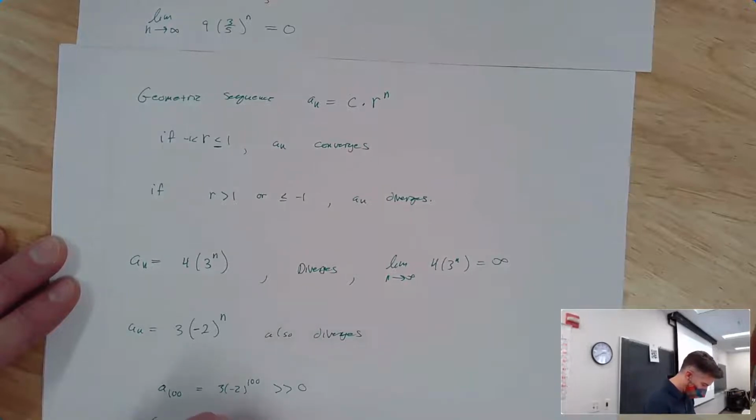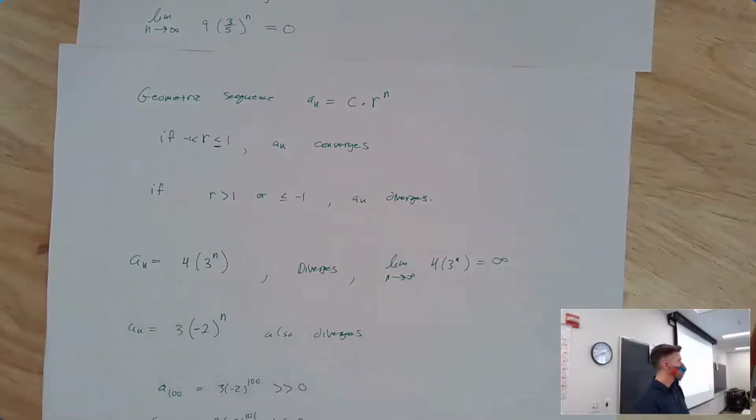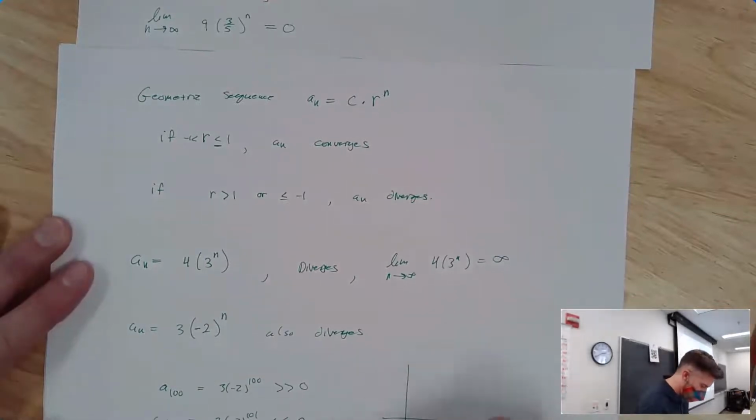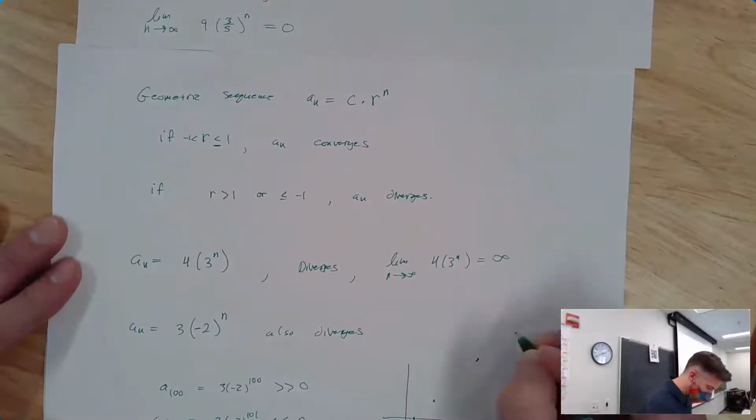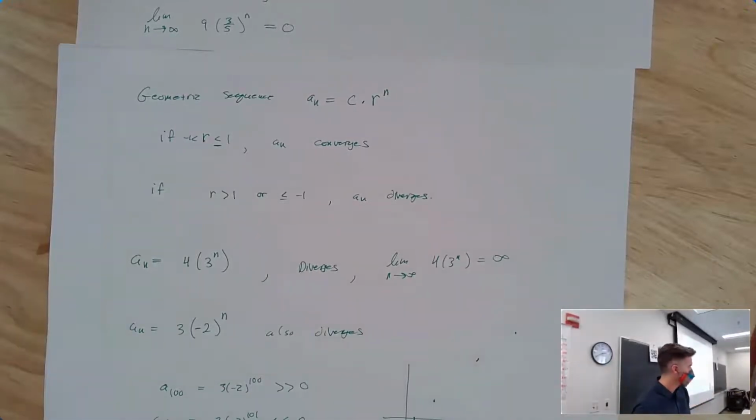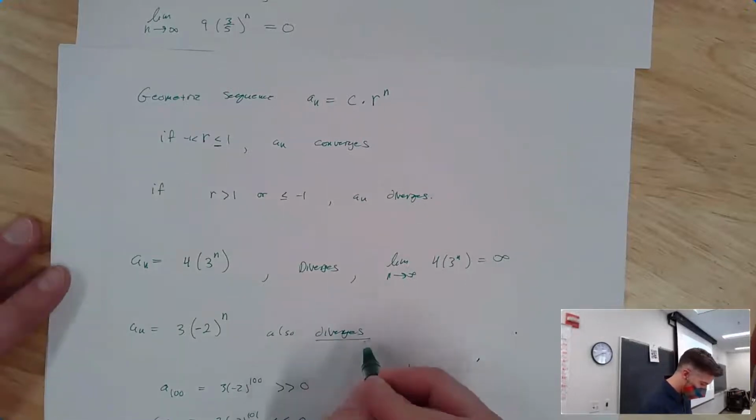Whereas if you plug in 101, 3 times -2 to the 101 is extremely negative. This is bouncing back and forth between very positive and very negative. If you start plotting points, it's going to start off negative, then positive, then more negative, then more positive. It's just going to keep doing this kind of crazy thing, but it definitely diverges.